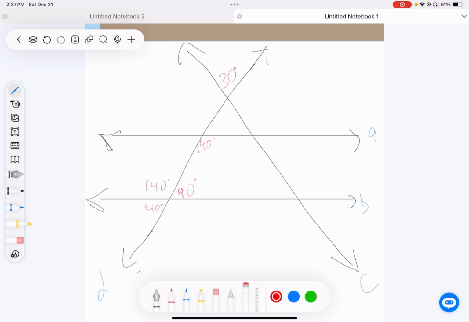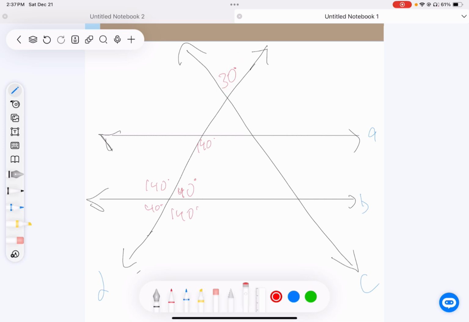And we could see that right here, similar concept with the vertical angles, we could see that these two must be equal, but we could also see that 40 plus 140 must equal 180. So we could write down that 140 over here. Great. Now we can move on to this angle up here, 30 degrees.